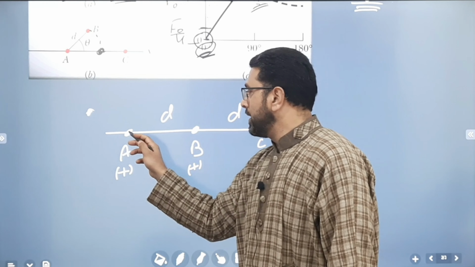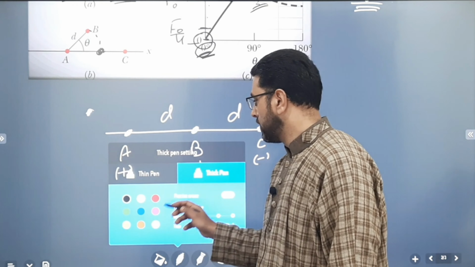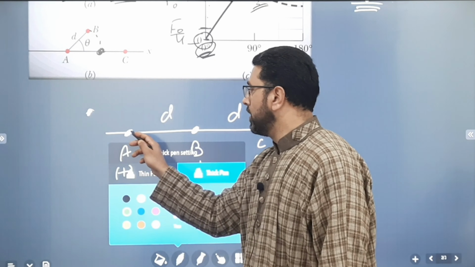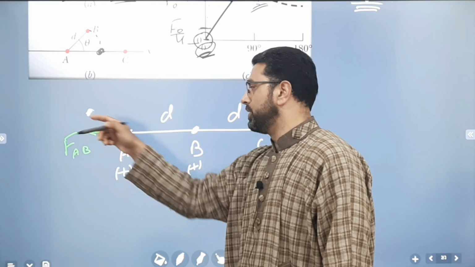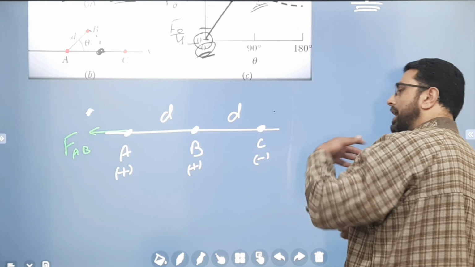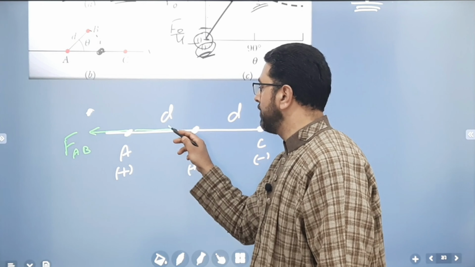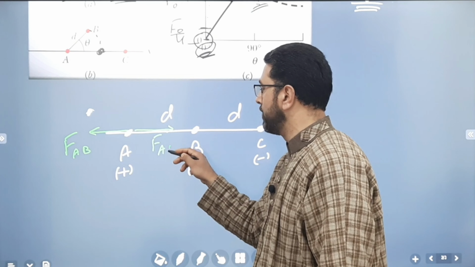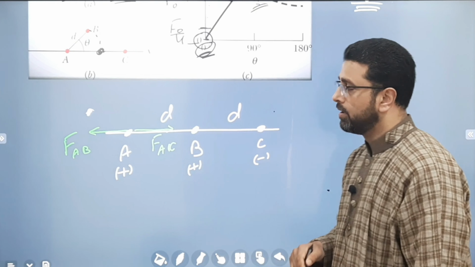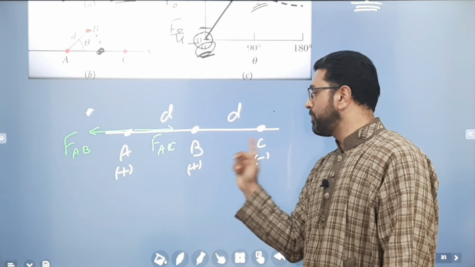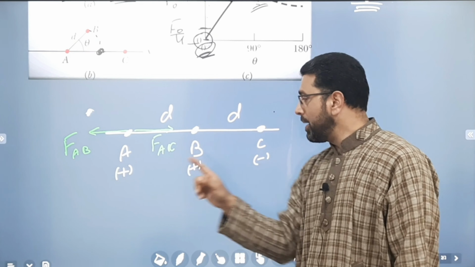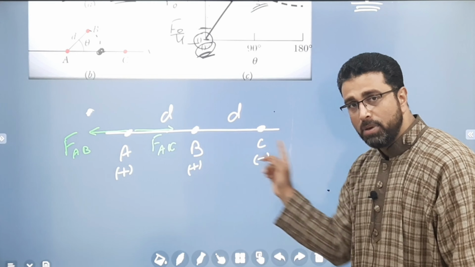So B will repel A, so force on A from B will be this way. And C will attract A, so force on A from C will be this way. This is the only way. So one of the two charges must be like A, the other particle must be unlike A. That means B and C are unlike.